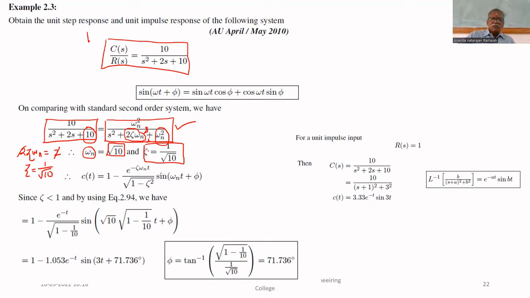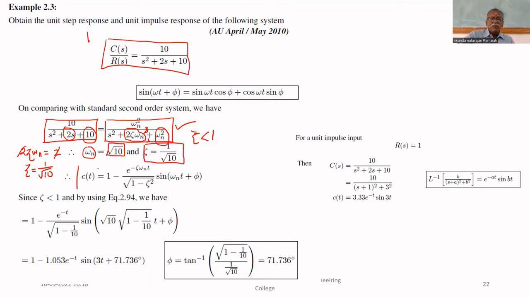Zeta is less than 1. We have to compare with the standard transfer function. What is the standard transfer function? Omega n square upon s square plus 2 zeta omega n s plus omega n square. If we compare these two, omega n is root 10, zeta equal to 1 upon root 10. From this comparison, we can understand that zeta is less than 1. Therefore, we can directly use the derived formula.